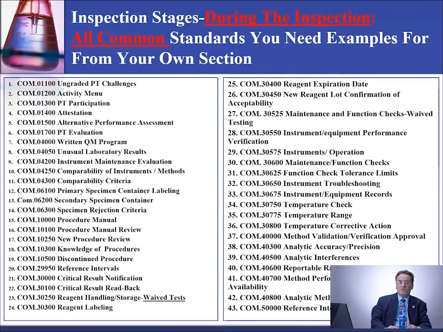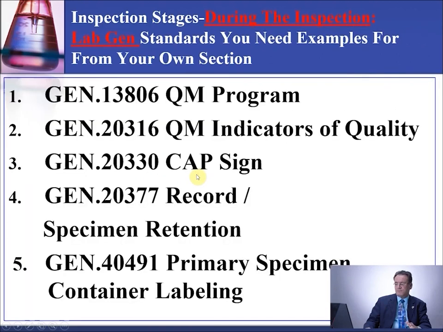Okay, because most of these policies and procedures come from the LabGen policies. However, each section, okay, needs its own example for these standards as applicable. Also, from the LabGen, you need examples for these 5 standards. Like you need your own QM program, you need your own indicators, you need to post the CAP sign in your section, you need your record of specimen retention, okay, and primary specimen container labeling.